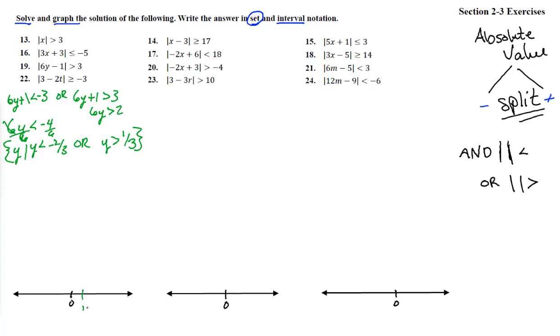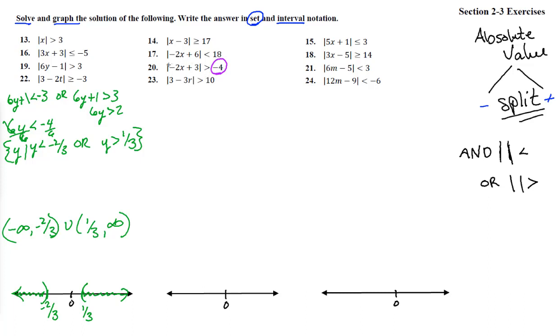Here's 1/3, and here's negative 2 thirds. So 1/3, we're going to be greater than that, not including the number, and less than negative 2 thirds, again, not including negative 2 thirds. So the interval notation will look like negative infinity up to negative 2 thirds, and union 1/3 to infinity. Excellent. Next one. Number 20. Something shady is going on here.